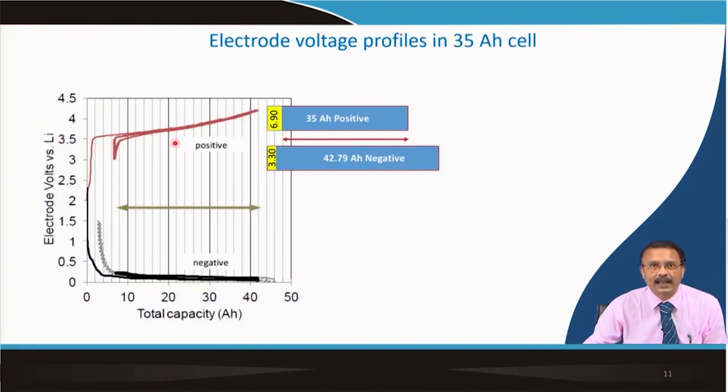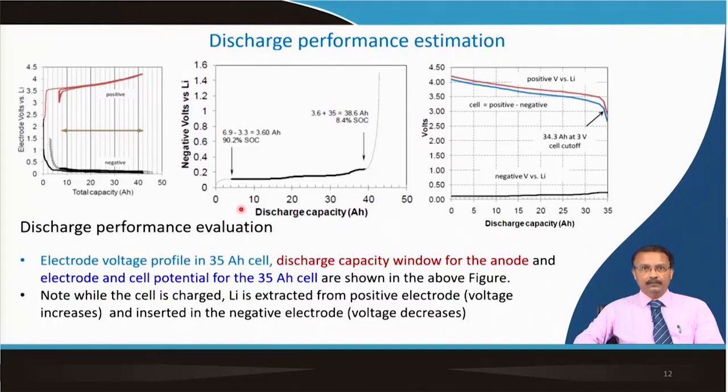So, here is the actual case once again. This is the initial charge of the positive electrode, then this is the reversible part, this is the initial discharge for the negative electrode, and out of that this part is reversible, and you are now considering only this part for a capacity balance. So, you are confined to this type of capacity estimation. I have again shown the performance estimation here.